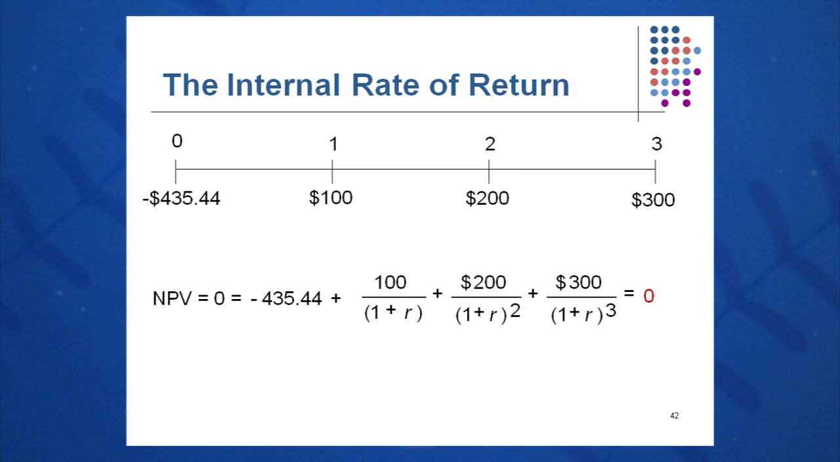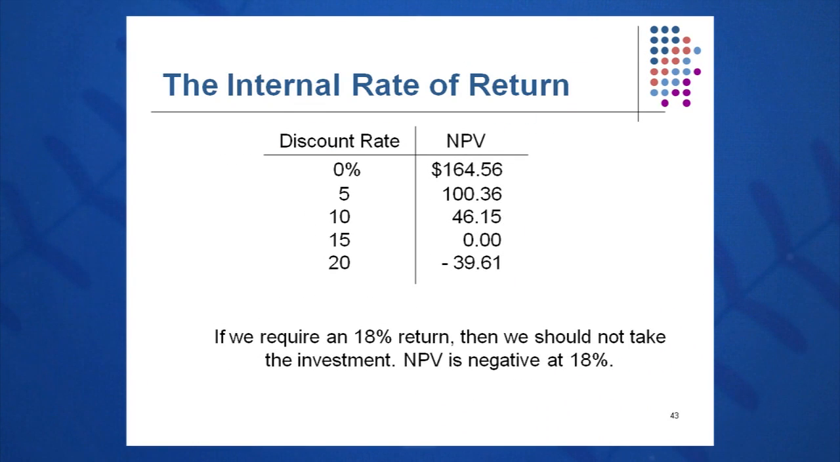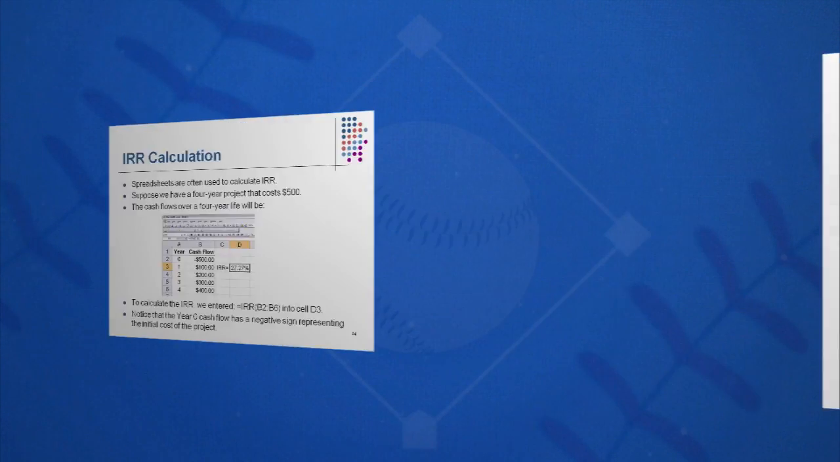435.44 initial cash outflow plus 100 over 1 plus R plus 200 over 1 plus R squared plus 300 over 1 plus R cubed. Profile, NPV profile, plug in different percentages, 0%, 5%, 10%, 15%, 20% for R, and see what your NPV is. And we want the point where NPV equals 0. And in this case, the CFO has an 18% hurdle rate, and this one comes in at an IRR of 15%. So NPV is negative at 18%. We would reject this project also.